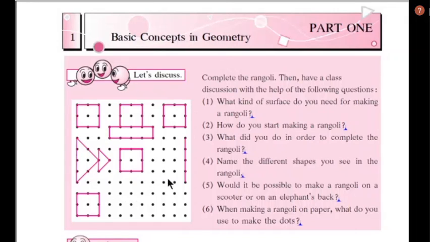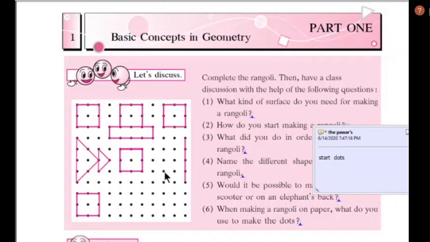Students, look at this picture. What do you see here? What kind of surface do you need for making a rangoli? We want a plain surface. How do you start making a rangoli? Start with a dot.